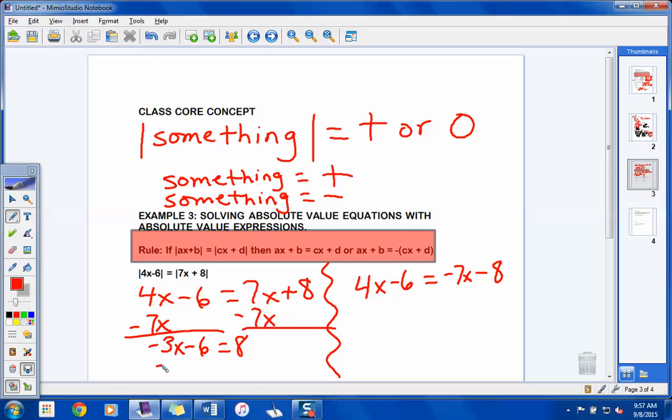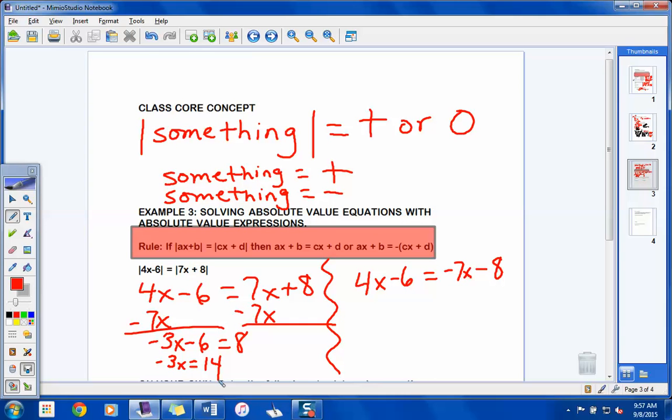So I've got negative 3x equals, now you're going to take 14 divided by negative 3. I'm just going to leave it as a fraction. I'm going to say one solution is x equals negative 14 over 3. X equals negative 14 over 3. You guys okay with that? Okay, and then the next one. Again, instead of subtracting 7x, what would you do now?